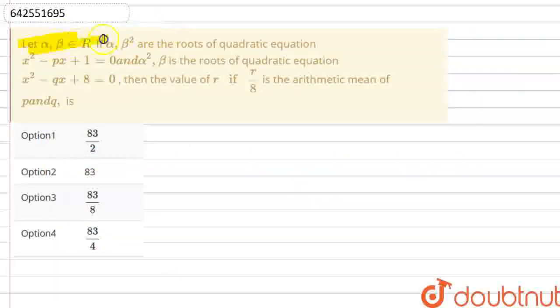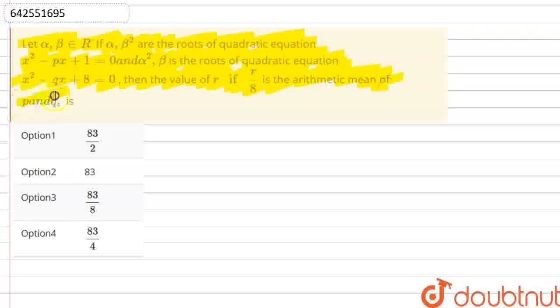Hello friends, the question is: let alpha, beta belong to R. If alpha, beta square are roots of the quadratic equation x square minus px plus 1 equals 0, and alpha square, beta are the roots of the quadratic equation x square minus qx plus 8 equals 0, then we need to find the value of r if r by 8 is the arithmetic mean of p and q.